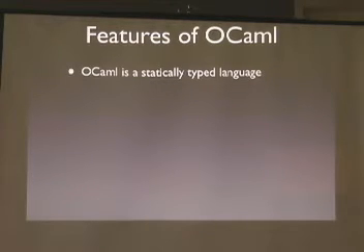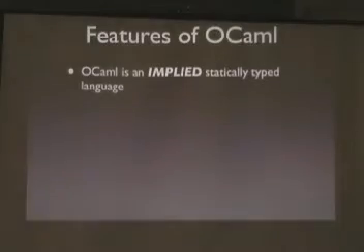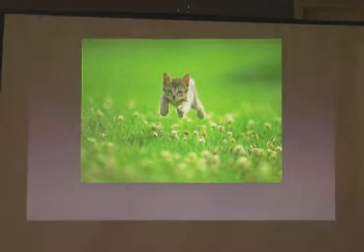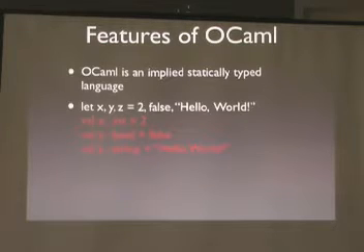OCaml is a statically typed language. This is going to evoke that reaction. But OCaml is an implied statically typed language, which means it should be evoking that kind of reaction. So OCaml is an implied statically typed language. This means that you declare variables. They are statically typed. The compiler checks them, makes sure that they look great, but you don't have to repeat yourself. Here's an example. Let x, y, z equal 2, false and hello world. I'm declaring 3 variables, or as I prefer to call them, named constants. X, which is an integer of 2, y, which is a bool of false, z, which is a string of hello world.